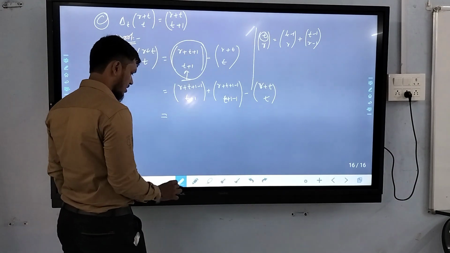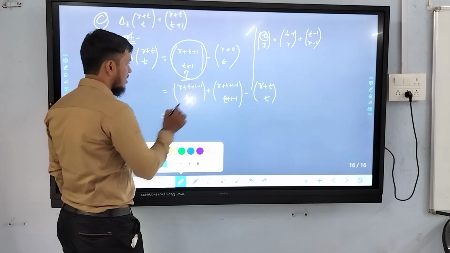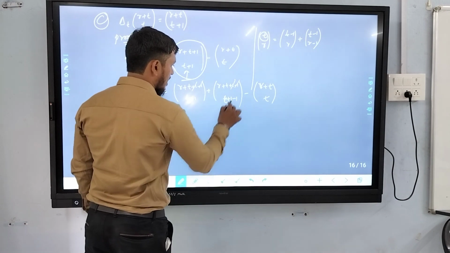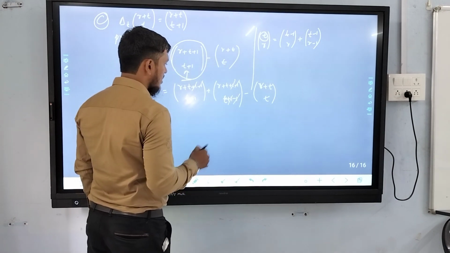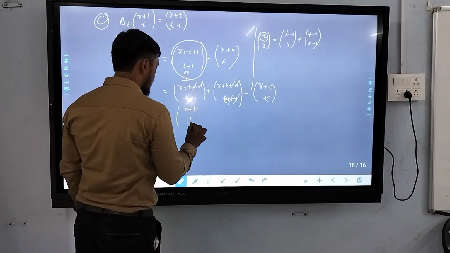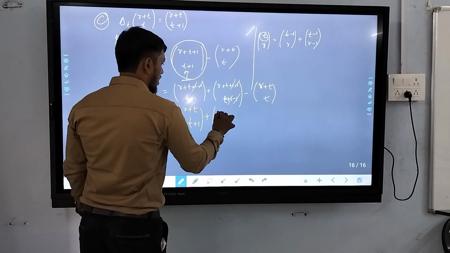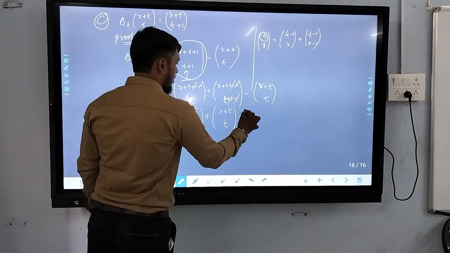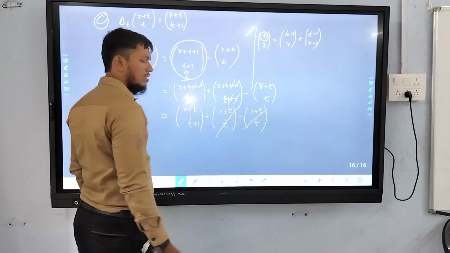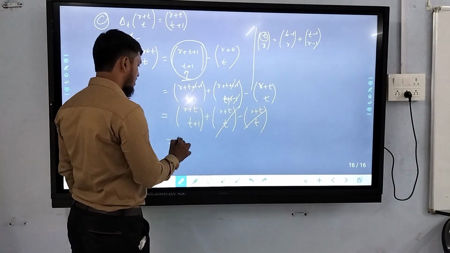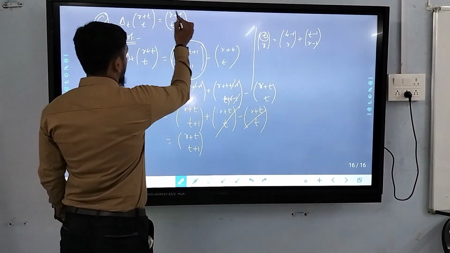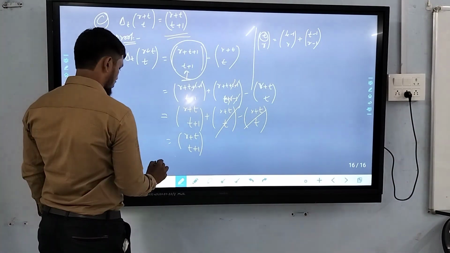Now simplify it. You can see this positive 1 and negative 1 will cancel out, this positive 1 and negative 1 cancel again, the same. The remaining terms are r plus t C t plus 1 plus r plus t C t minus r plus t C t. So the second and third terms will cancel out, and the remaining term is r plus t C t plus 1. And this is what we had to show. So the proof is done here.